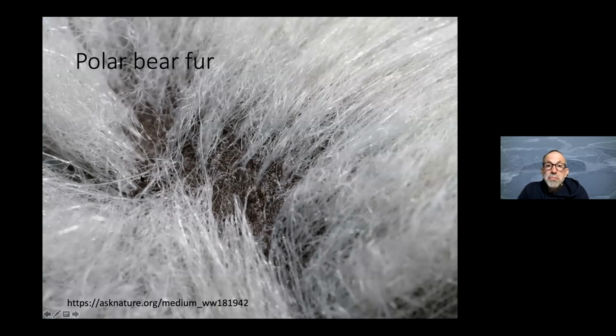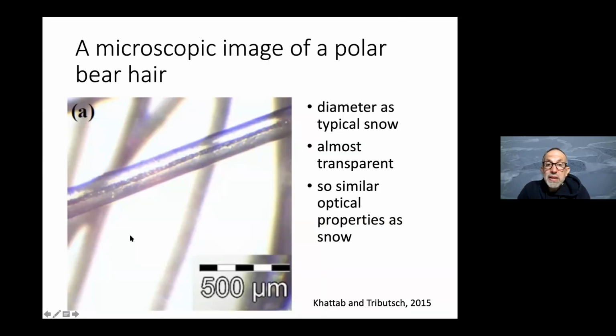Now, what does polar bear fur look like? When you look at these thin hairs, they are really almost transparent. You could think of a special kind of snow. And when we go even closer, we see that this hair is about 100 micrometers, or a tenth of a millimeter. And this is a diameter as typical snow has. It's almost transparent, so it has similar optical properties as snow has.